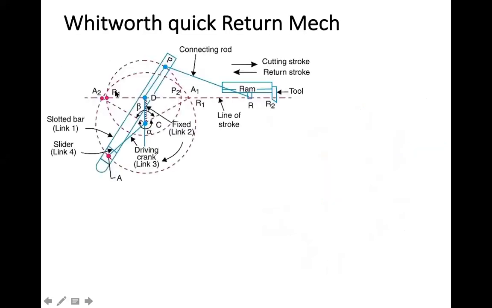So next is the Whitworth quick return mechanism. In Whitworth quick return also, it's one of the inversions of the four bar. So in crank and slotted lever, what is there? Here you do not require any slotted lever, right? It's completely a hinged support. There is no slotted lever, but a bar is required here.